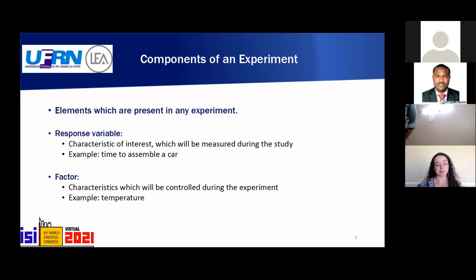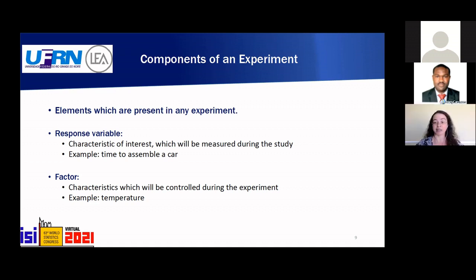To run a good experiment, we need to take care of other variables. We are interested, in this case, just in the temperature and the time to perform the task. But if you analyze the time to assemble a car, there are several other variables that affect this variable. So we need to make them fixed. In an experiment, we have to vary just one element, that is the factors. We just change the factors. The other elements we keep constant.